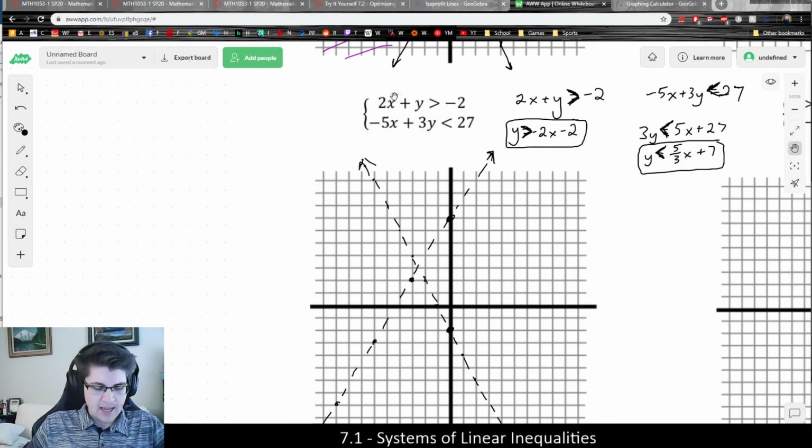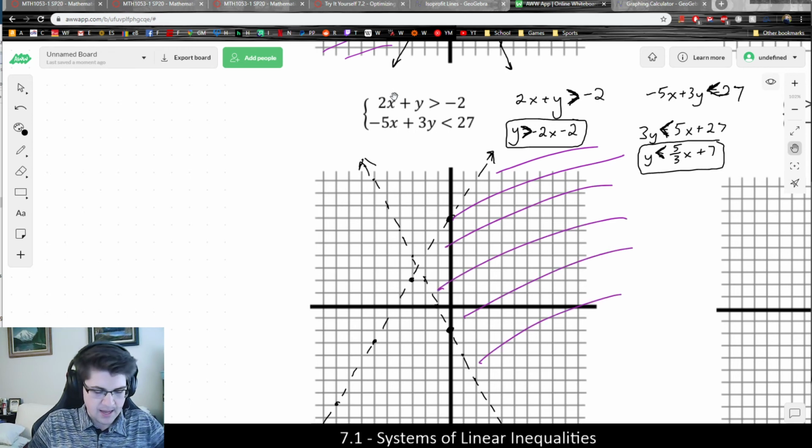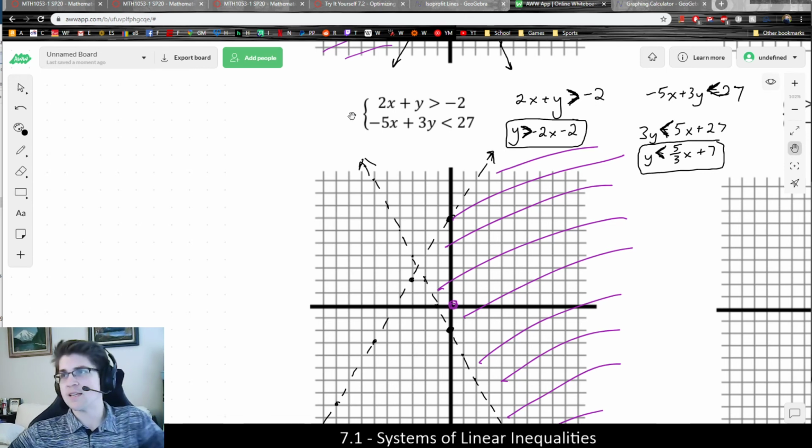And summarizing, it would be below this line and above this line. So ultimately, it's going to be the shaded region to the right of them all. This is the region that should work. And I could confirm with a test point, say for example, using the origin again. If I plug in 0, 0 into these, I would get 0 plus 0 is greater than minus 2. That's not right.